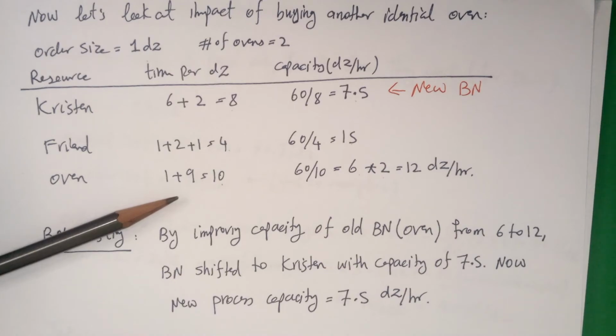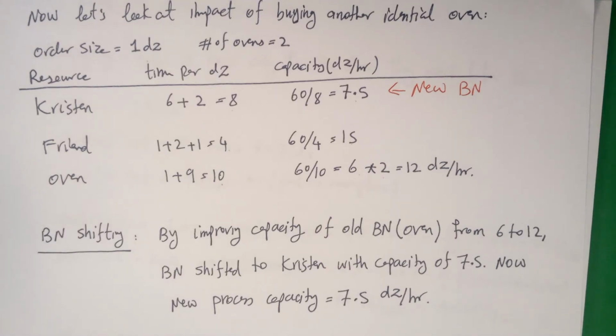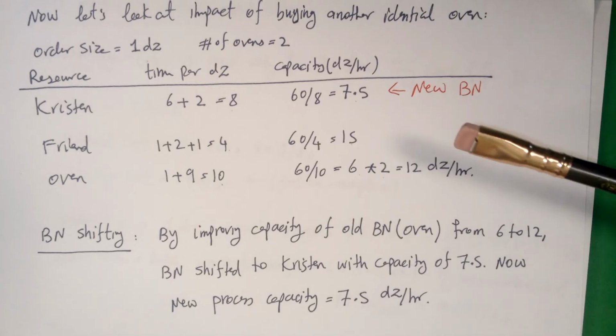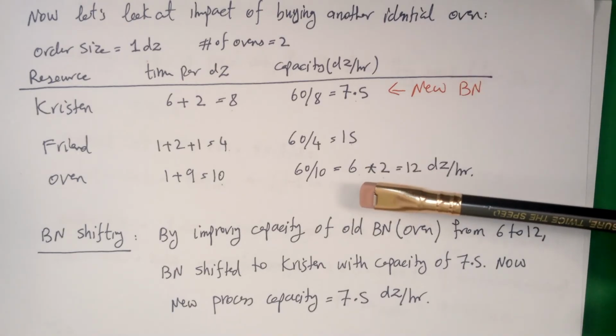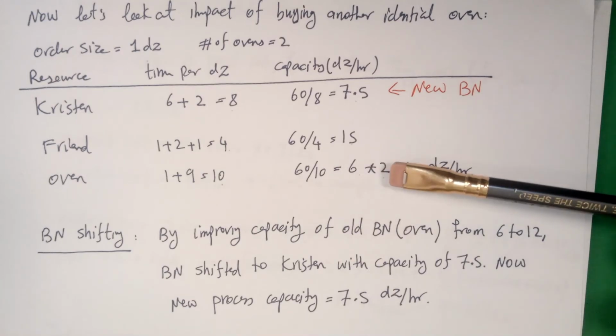Now let's find capacities. Capacity of Kristen is 7.5, and 15 for Friend, and for the oven, for each of those ovens the capacity is 6, but because I have 2 of them, the capacity of the ovens is going to be 12.